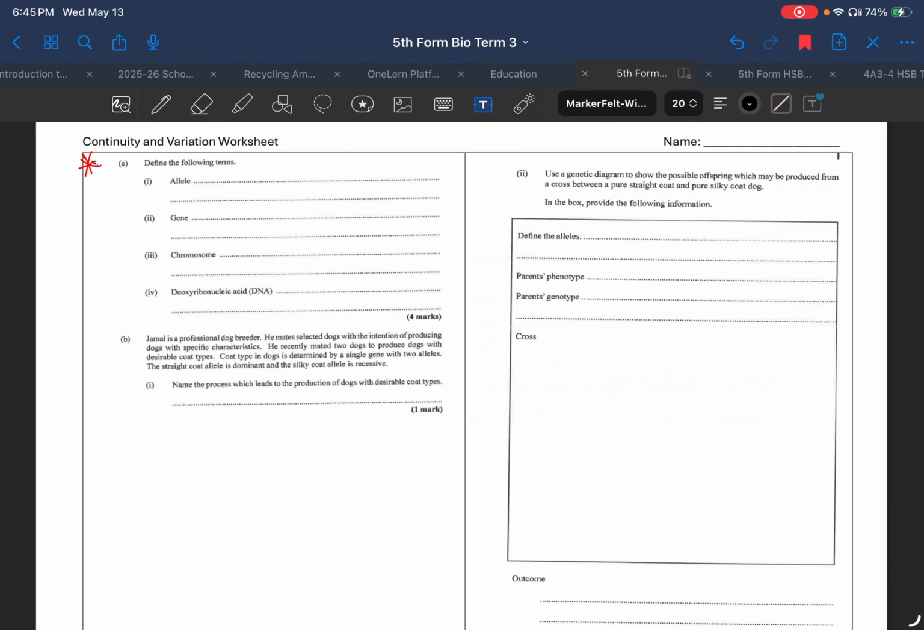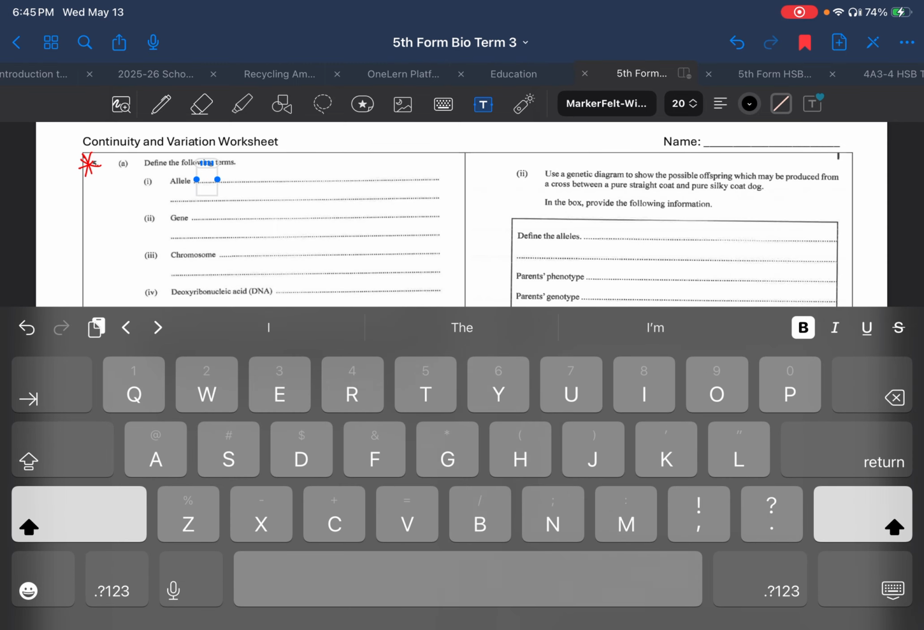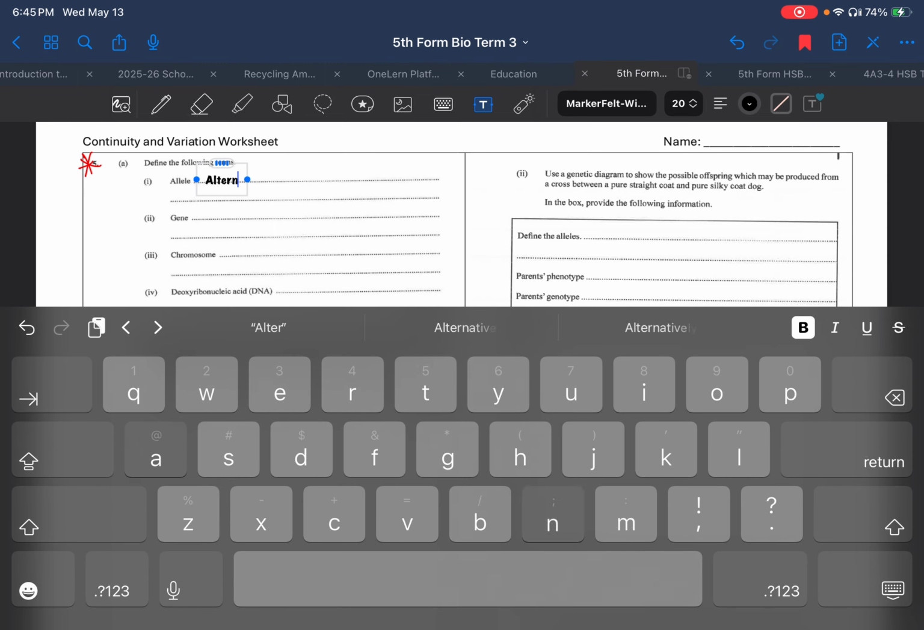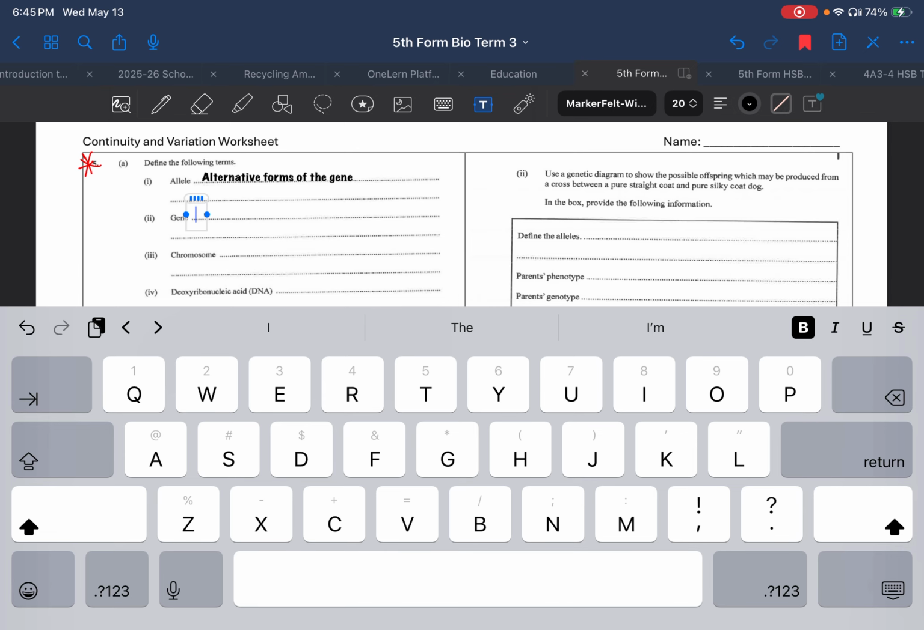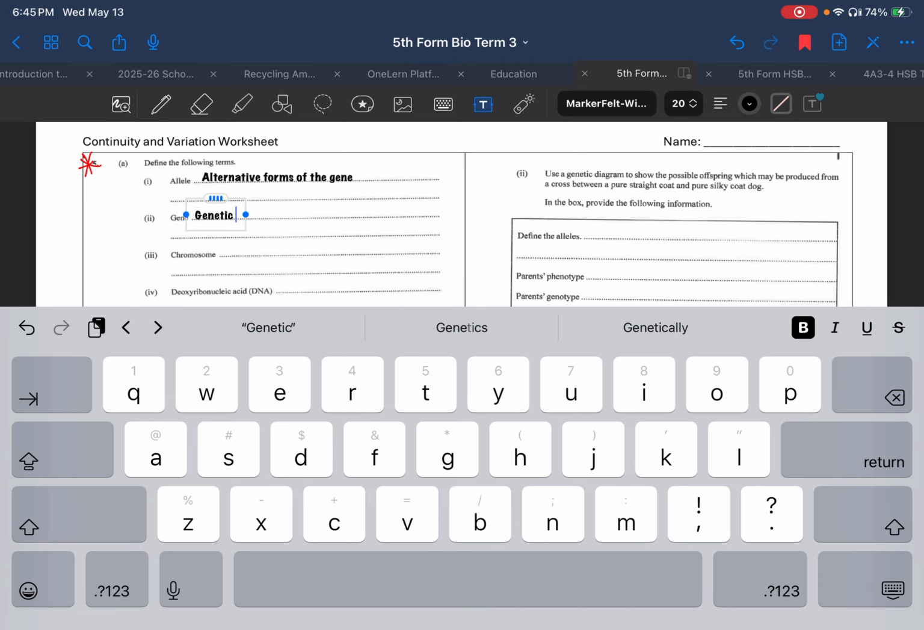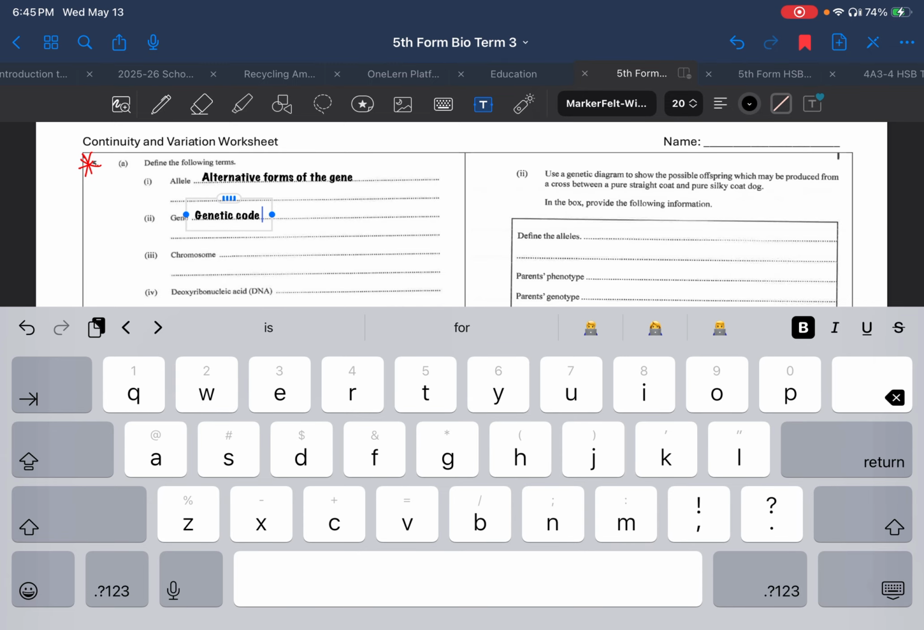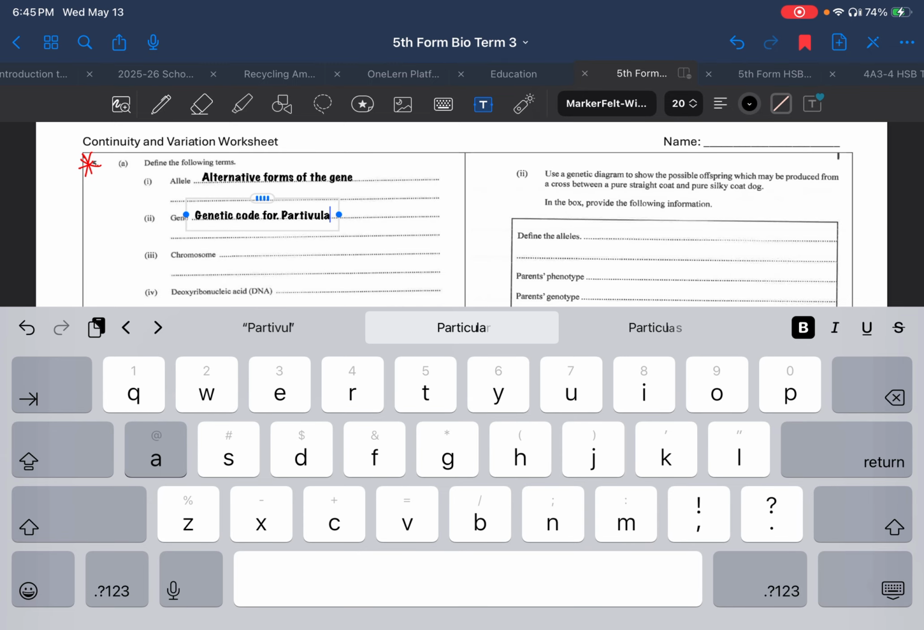Okay, so let's look at some past paper questions related to these areas. A lot of times you're asked to define some of these important terms. As we saw, alleles are just the alternative forms of the gene. Then we had gene, which was basically the genetic code for a particular characteristic.